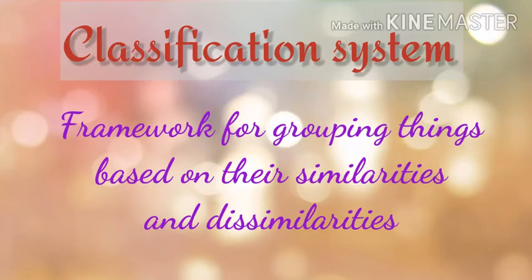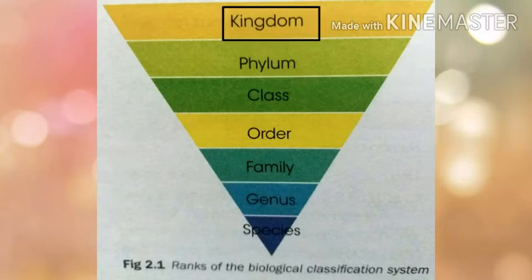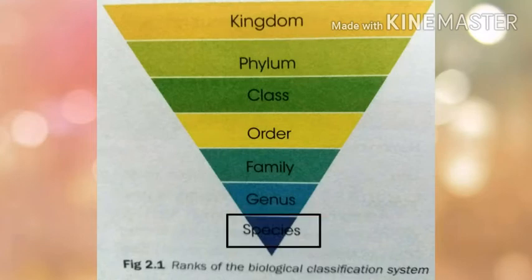The modern system of biological classification consists of different levels or ranks. This is the representation of different ranks of the biological classification system. So here you can see there are 7 ranks in the biological classification system. The highest rank or the topmost rank of the classification system is kingdom and the lowest rank is the species. The highest rank of classification, kingdom, consists of a group of organisms that share some common features. The lowest level of classification, species, consists of a group of similar organisms that can reproduce among themselves.